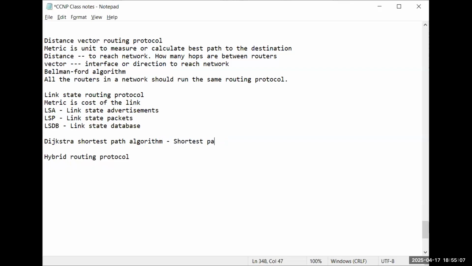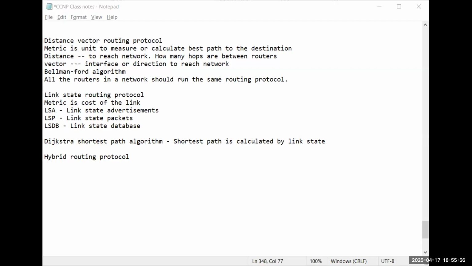That means cost. Like link state's cost only, right? Based on the cost. The metric is cost. Okay, cost of the link. Yeah. Now hybrid routing protocol.